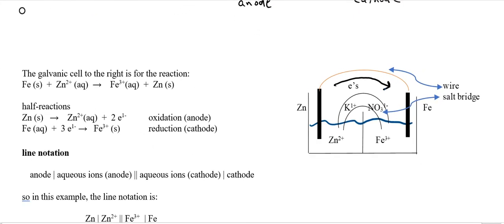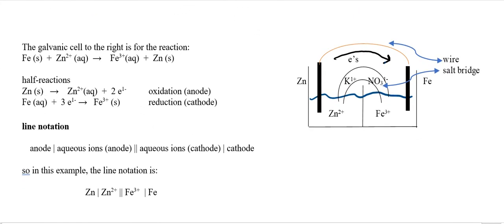A prettier picture of this is right here. One thing I failed to mention above is, as zinc becomes zinc 2+, what do you think happens to the mass of this piece of zinc? It's going to decrease. This side's going to lose mass. The piece of metal is going to lose mass, not the whole compartment. On this side of things, as iron 3+ becomes iron, this guy's going to gain mass, and it's going to be plated with iron. It's one of the ways you can plate things with a metal: you put it as an electrode and let the metal plate itself on there.